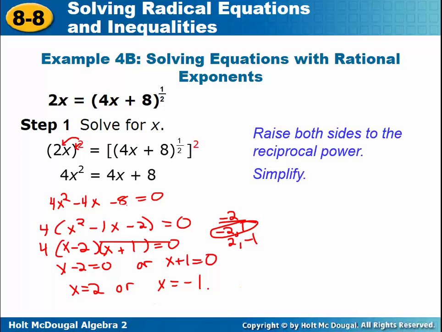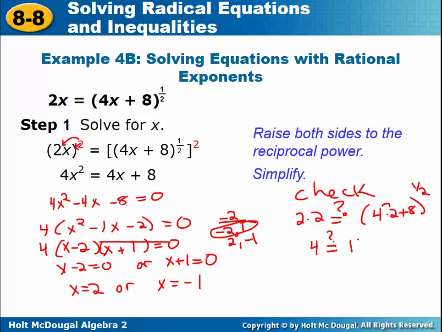Now we have to check and see if we get any extraneous roots here. So to check, we're going to take our 2 and put it back into both sides of the equation. So we'd have 2 times 2, and we want to see, does that equal 4 times 2 plus 8 to the 1/2 power? So does 4 equal, let's see, 4 times 2 is 8, 8 plus 8 is 16. 16 to the 1/2 is the same as the square root of 16, which is 4, so it works. So that means that this is a good answer.